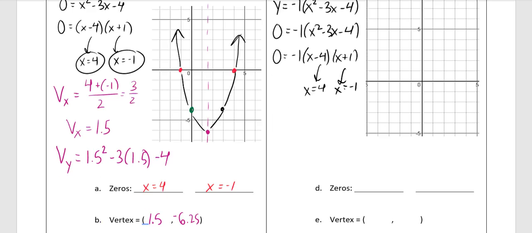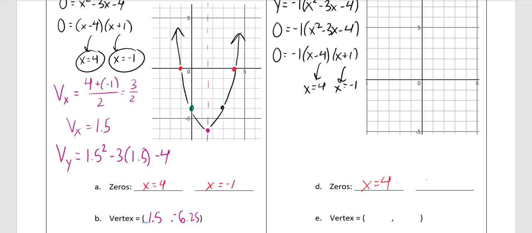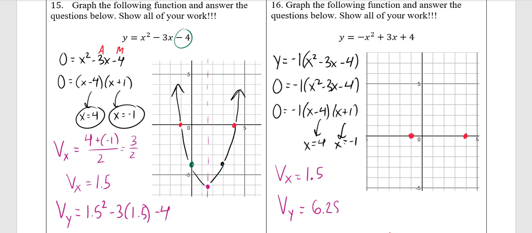There's just going to be one difference about how this graph turns out. So plot those again. 4, -1. Average is going to be where the vertex's x-coordinate is going to be. If I add 4 and -1 together and divide by 2, I get 3/2, which is 1.5 again. If I put 1.5 into the equation, though, this time, I'm going to get a different answer. I'm actually going to get positive 6.25. So it'll be up there. And then my y-intercept is positive 4 this time.